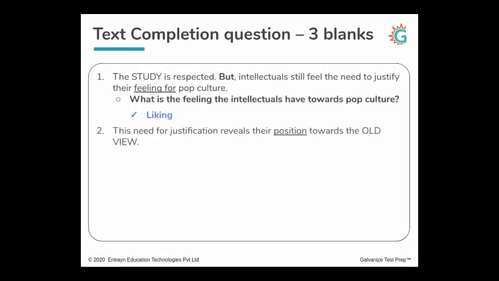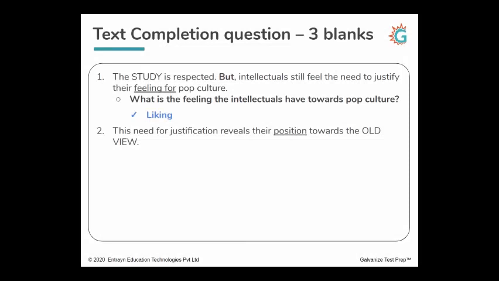Next, this need for justification. It said this reveals their blank, right? This need for justification reveals their position towards the old view. So, what would be their position? For that, you must understand what the old view is. The old view is popular culture is inferior to high art, right? So, popular culture is inferior basically.